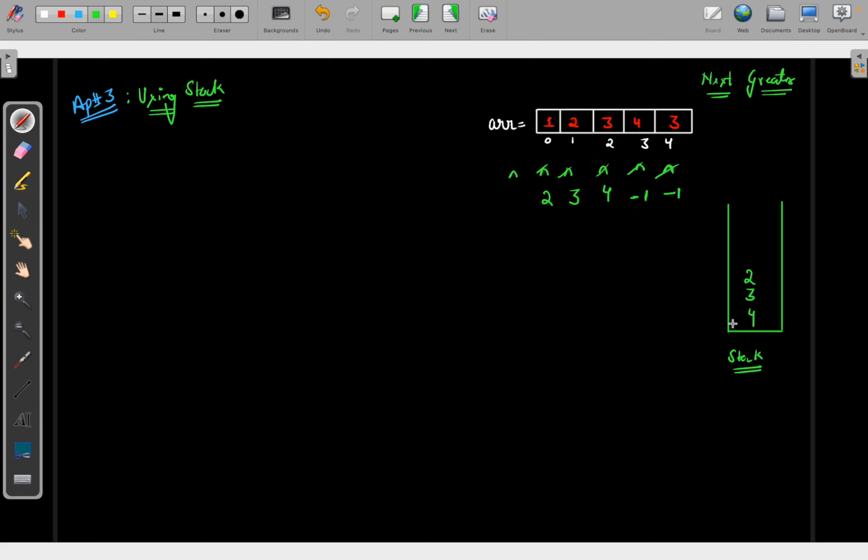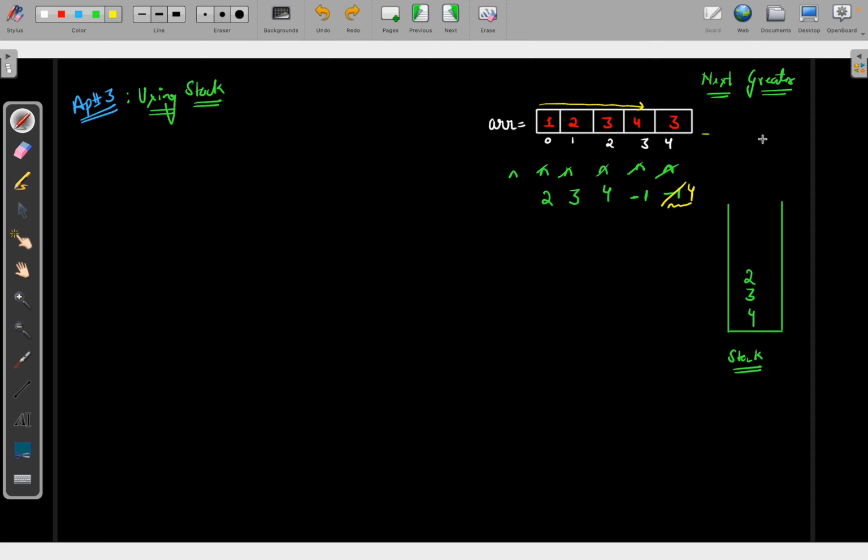Okay. Now for the circular array, what is the problem? You should not get -1 here, right? You should get 4 here. Why 4? Because if you traverse in a circular direction, you will be able to find this element, right? So why are we not able to find it? Because there is no element here. So what can we do?